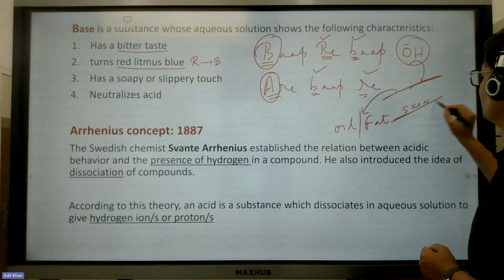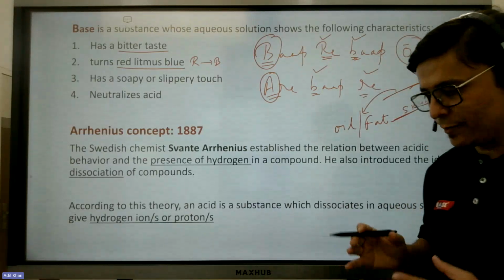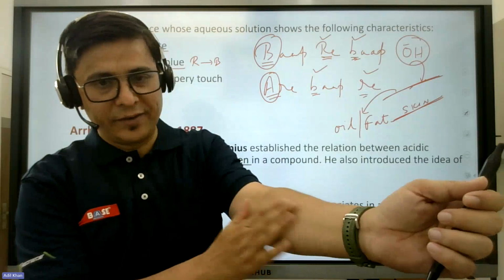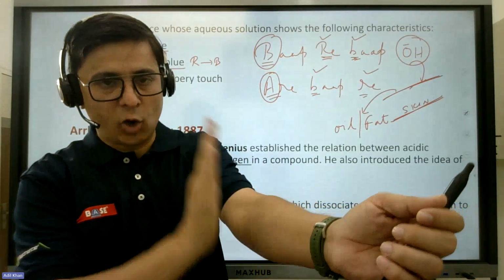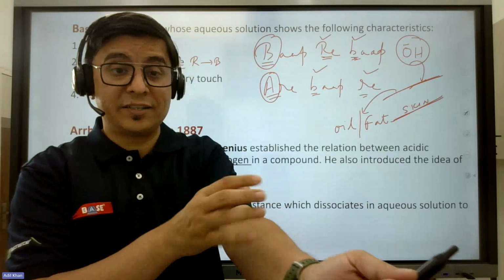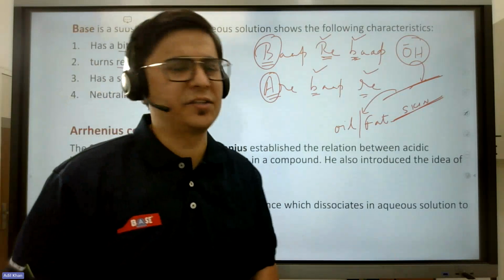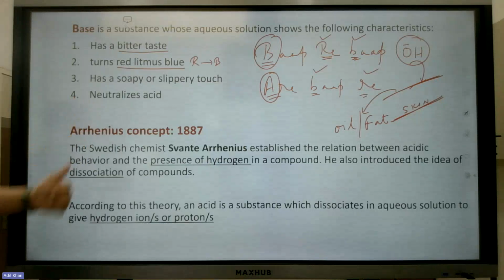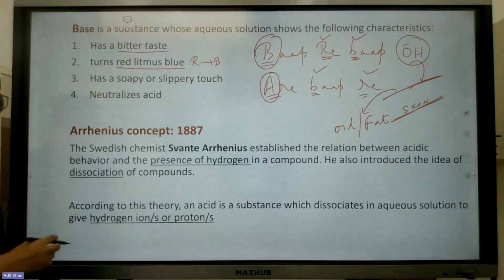That's why it is slippery or soapy: the OH minus ion, the hydroxide ion, when it comes in contact with our skin, which contains fat and oil, breaks the fat and oil, and due to that it gets a slippery nature. So that is the important point with respect to the slippery and soapy part.